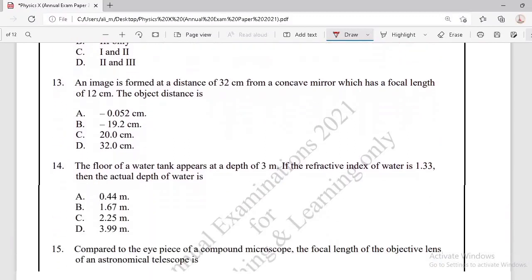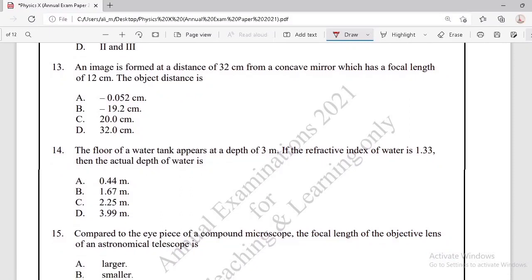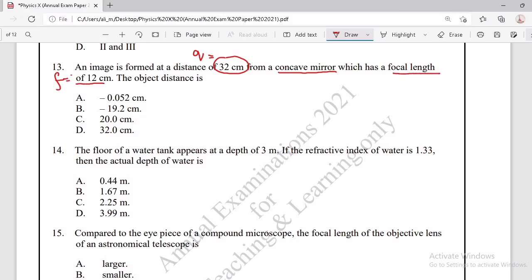Now let's come to question number 13. An image is formed at a distance of 32 centimeters. This is the position of the image, q, from a concave mirror, that is a converging mirror, and it has a focal length of 12 centimeters. This focal length will be negative. We have to find the object distance, that is p. The formula for the object distance p is equal to fq divided by q minus f. So let's substitute these values and divide.